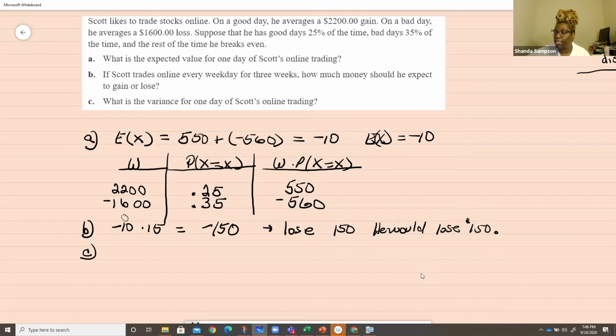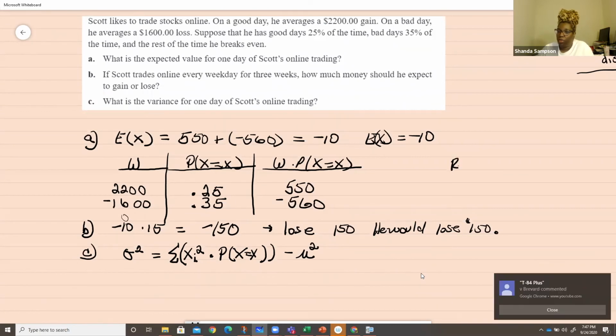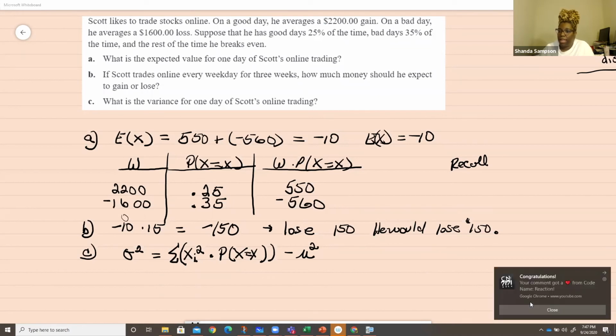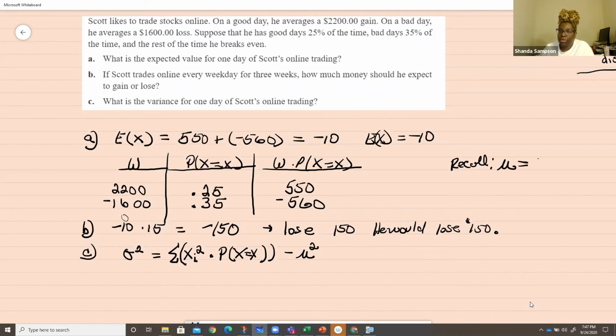If you're asked this question, you need the formula for the variance. The formula for the variance that I gave you was sigma squared, the variance, equal to the sum of your x sub i squared times the probability of x, and then minus mu squared. Where you have your mu, remember mu is just what? Recall that mu is the same thing as the expected value. Mu is equal to the expected value.